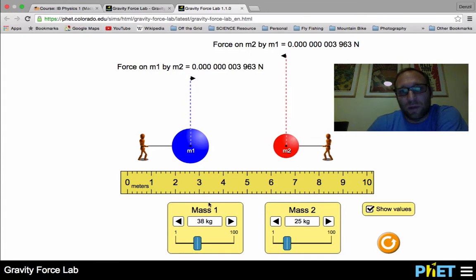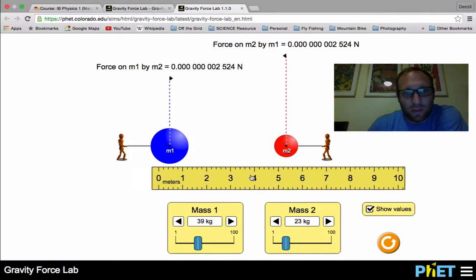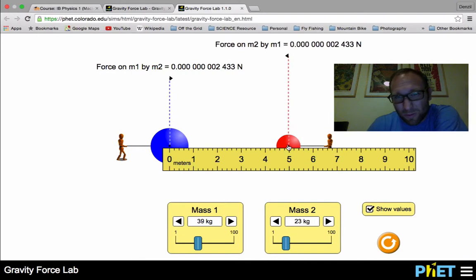So straight from the offset here, you can see you've got the two masses, the blue one and the red one, and we can change the values of those masses to whatever we like. As you change the mass, you can see that the force between the two changes. We can also change the physical distance between them, and then we can measure that distance. Note that this ruler is in meters. So that's 1 meter, 2 meters. It's probably not the world's biggest ruler, but it's a big ruler.